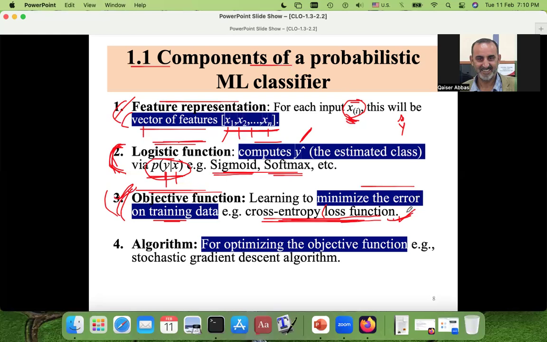So this is the third thing that we have to find for any model. If we are going to understand any model, we have to see what the feature vectors are. We have to see how that model is computing probability to predict the target class. We have to see what the loss function is for that model. And then finally, the fourth thing, we have to see what algorithm that model is using to optimize this objective function.